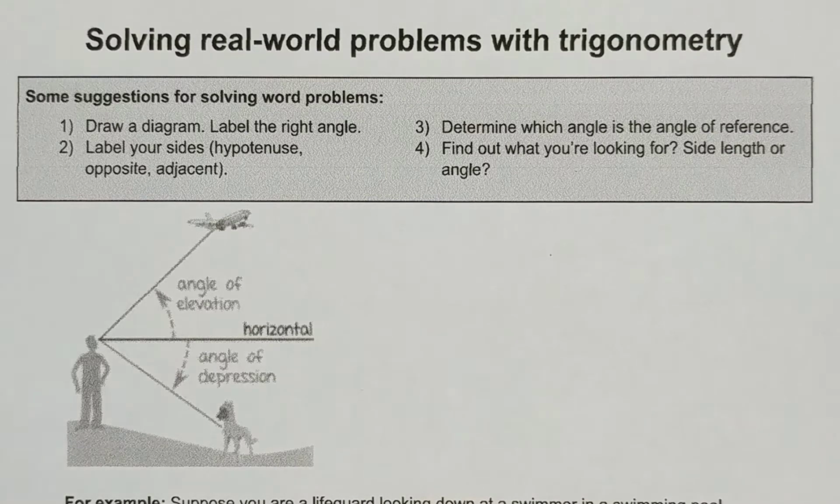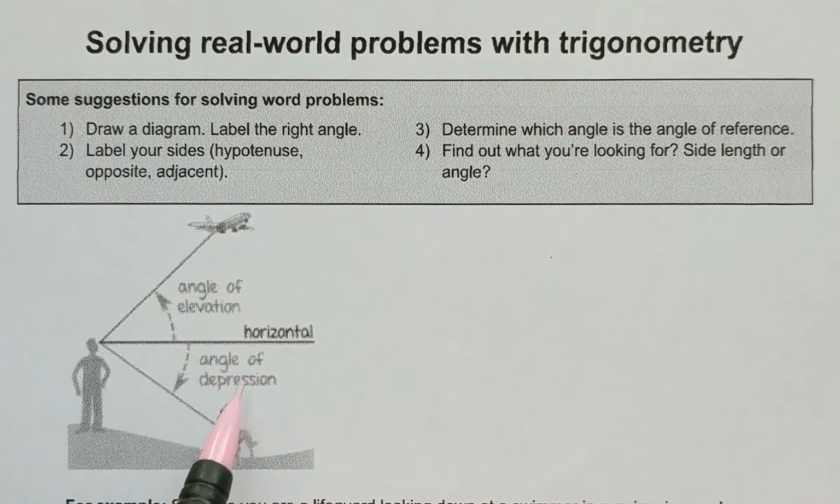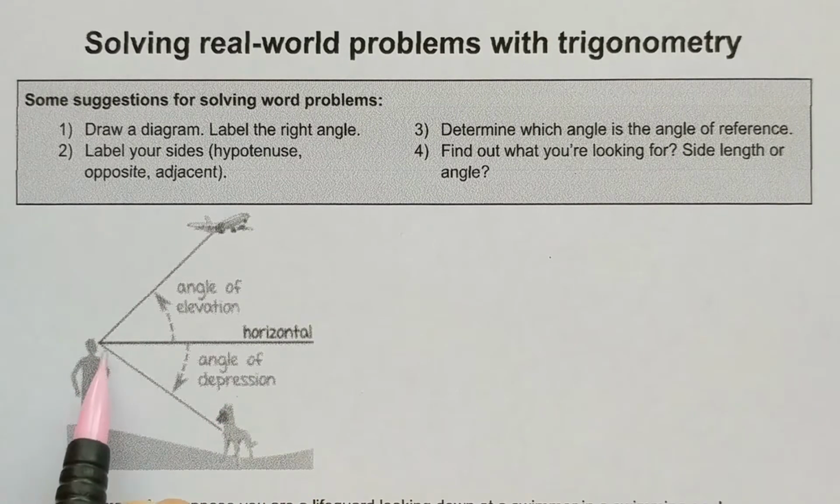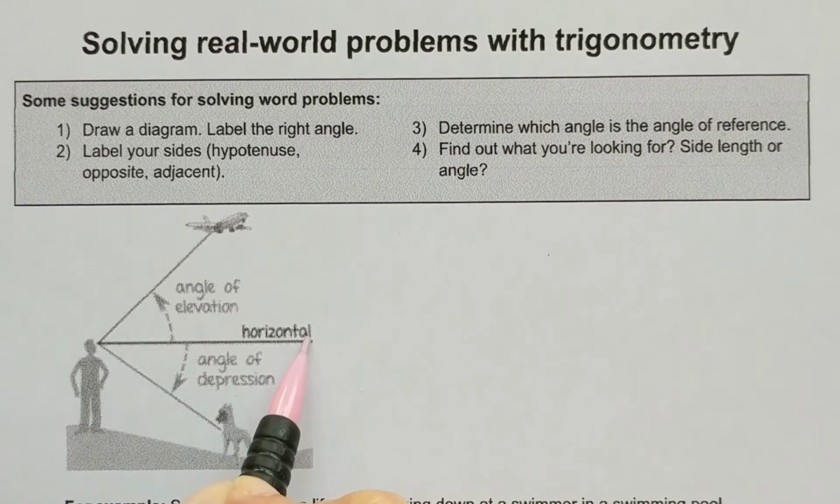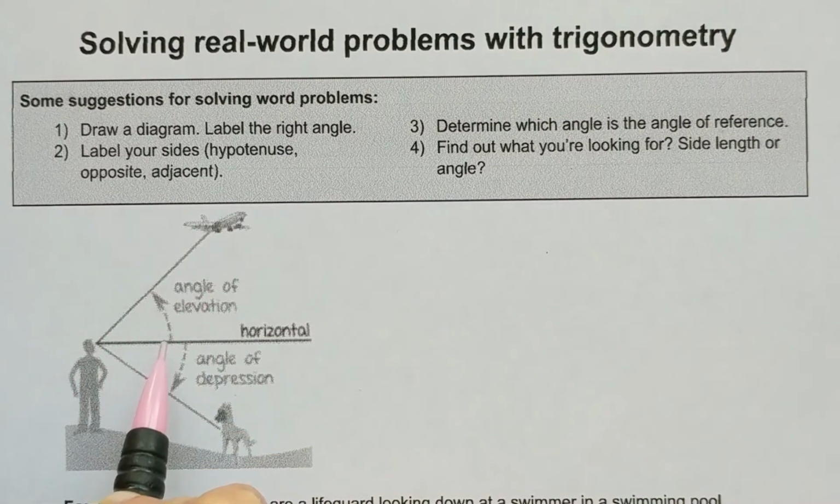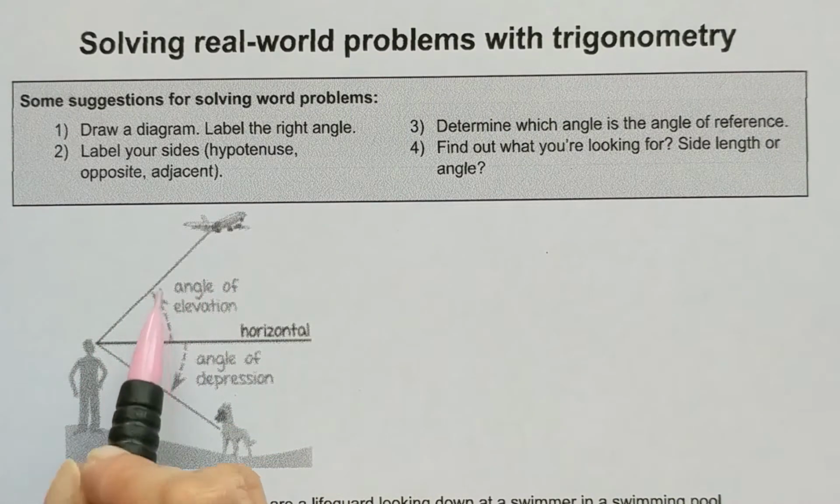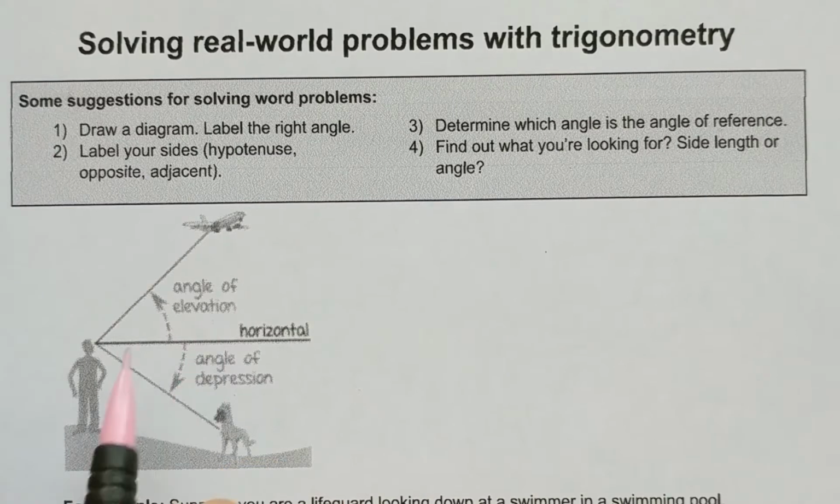Now before we jump in, there's a little bit of terminology that I think we should be talking about here. You're going to see problems with the words angle of elevation and angle of depression. I want you to imagine that you're standing there and you're looking straight ahead. This is called the horizontal because your head does not have an angle to it. If you look up at a plane, for example, you are looking at an angle of elevation because you had to elevate your head. You had to raise it in order to look at the plane.